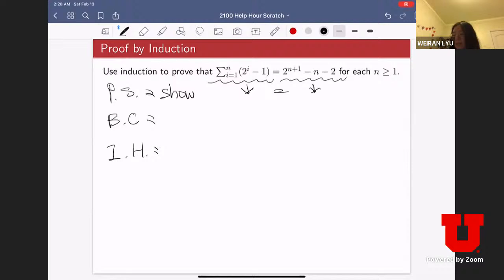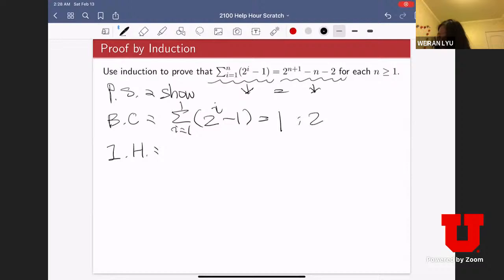All right, so for the base case, we can just substitute where n equals 1. And this is just going to be 1. And for the right-hand side, it would just be 2 to the 1 plus 1 minus 1 minus 2. And that's still 1. So we have proved the base case.